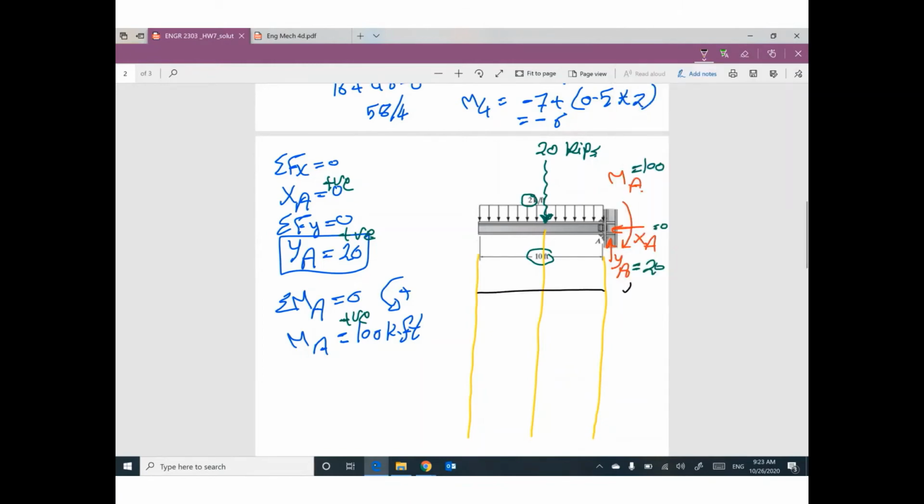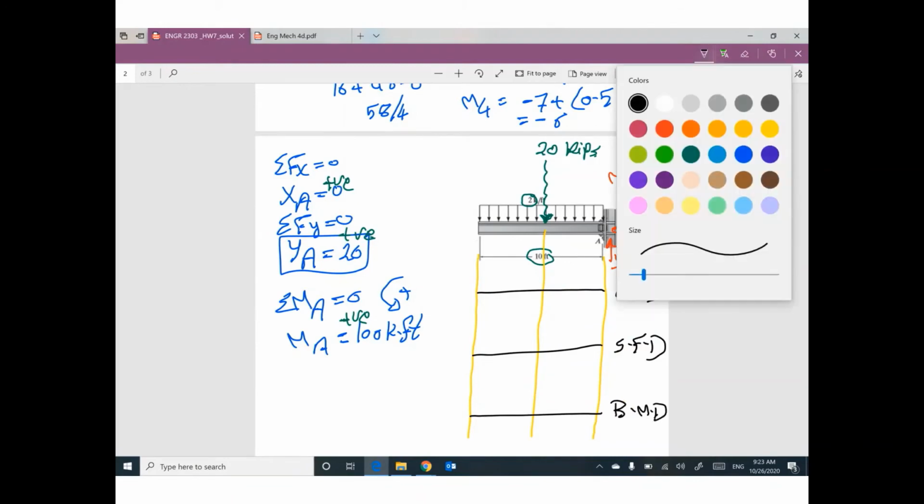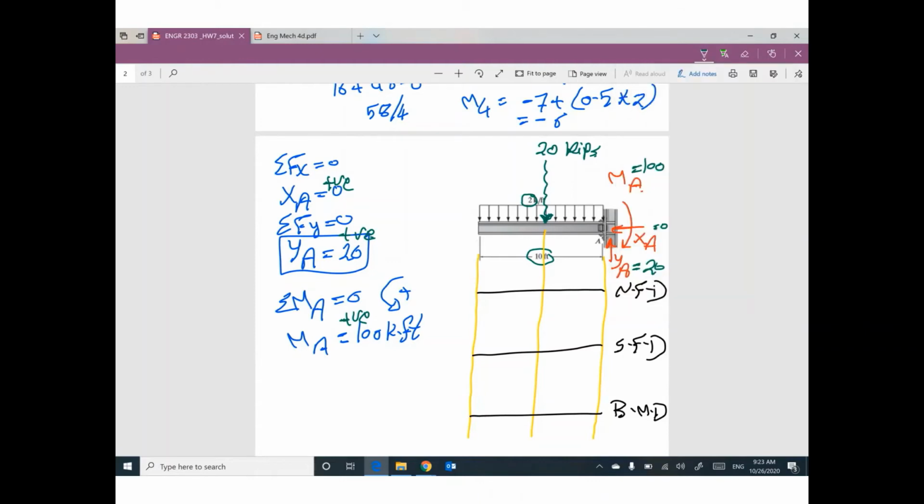Normal force diagram, shear force diagram, bending moment diagram. Do you have any force parallel to this beam? XA, how much? 0. Your normal is 0.